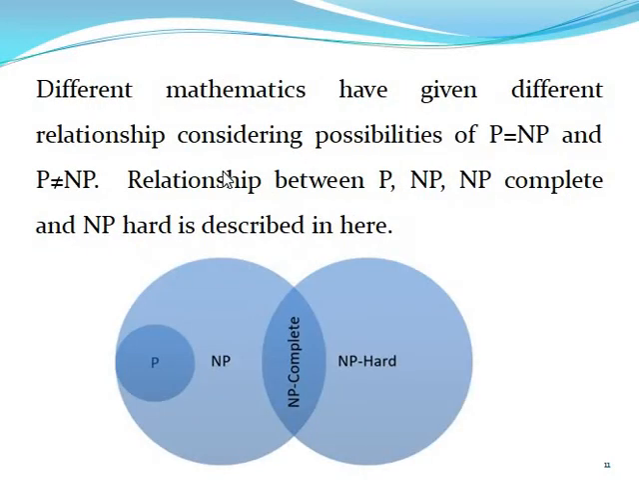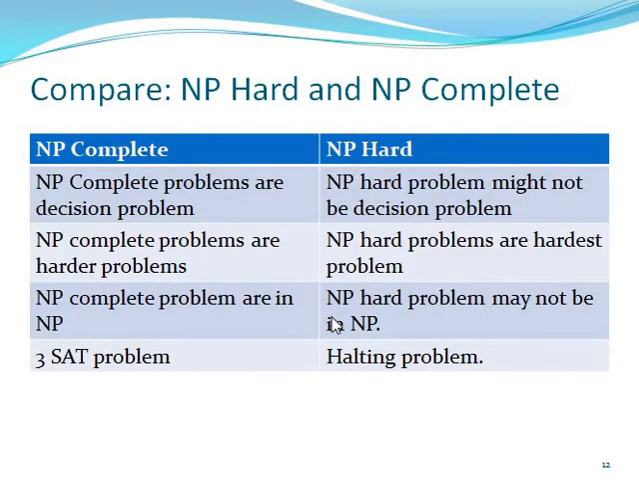So this is the relation of the different classes. The polynomial problems, then NP problems. The NP completeness problems are mostly solved in polynomial time or are NP hard. So this is the structure, and this is the comparison of NP hard and NP complete problems.